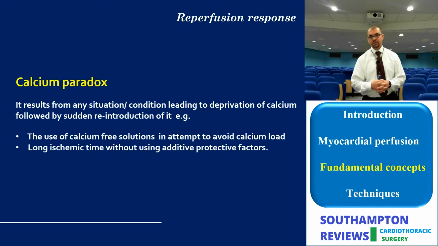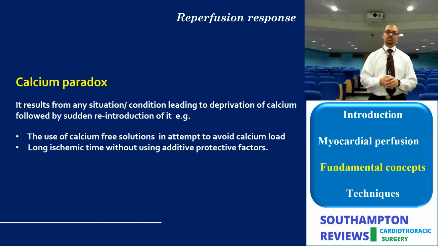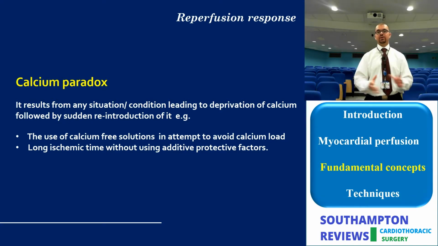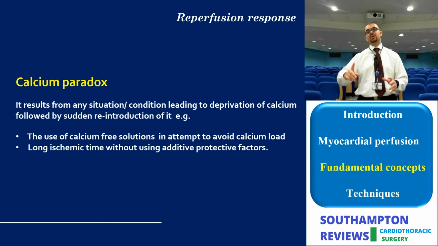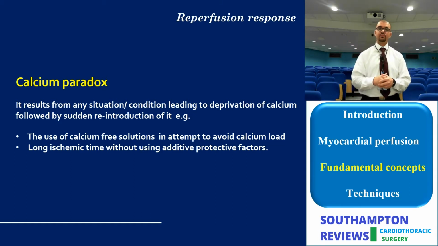The other side of the calcium homeostasis spectrum is the calcium paradox. In the initial attempts, after they discovered that calcium is bad, they said, okay, let's avoid calcium altogether, let's give cardioplegia without calcium at all. But this had an even worse effect, that is the calcium paradox. So if you deprive the heart completely of calcium, a phenomenon called calcium paradox happens, but this time after reperfusion. What happens exactly is not fully understood.